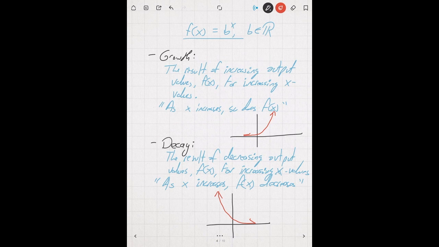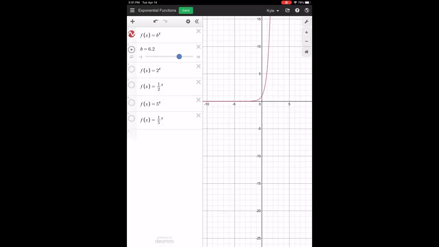So growth, you're increasing as x increases. Decay, you're decreasing as x increases. What were these situations when this occurred? Let's go back to Desmos. This is an example of exponential growth. When was it that we had exponential growth?